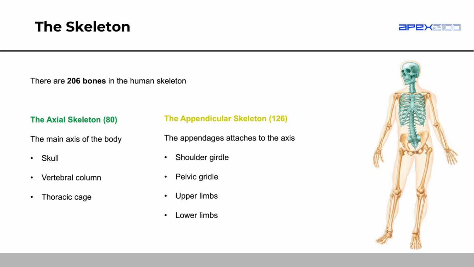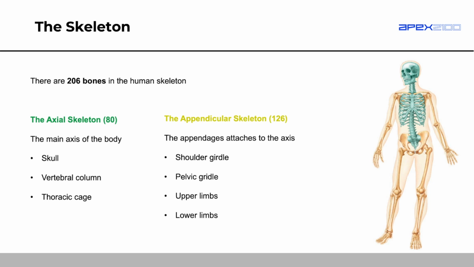And then the appendicular skeleton has 126 bones, and this is the appendages that attach to our axis. So our appendages being our arms and our legs, and the parts that attach those appendages to our central body. So the shoulder girdle is the name for like our scapula and our clavicle, which attaches our arm to the axis of our body, to our thoracic cage. So we've got the shoulder girdle, we've got the pelvic girdle, which again is our hip bones, which attach our leg to our central body, and then we've got the upper limbs and the lower limbs.